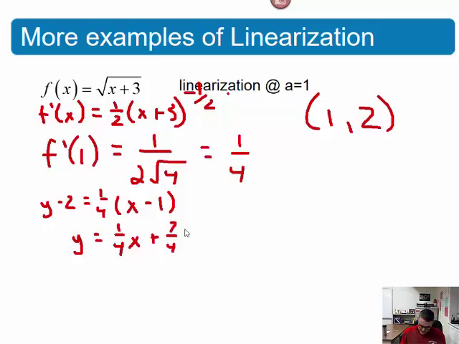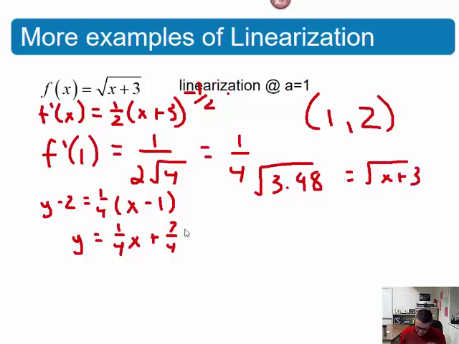Okay, so I have that value. I have that tangent line. So now let's compare it. Let's use an example here of the square root of, let's do 3.98. We're going to use linearization, so the square root of 3.98. I made that up. How is that equal to the square root of what was our original function?